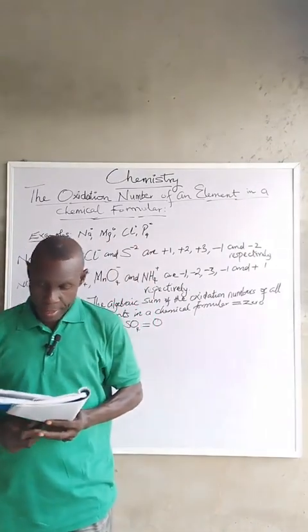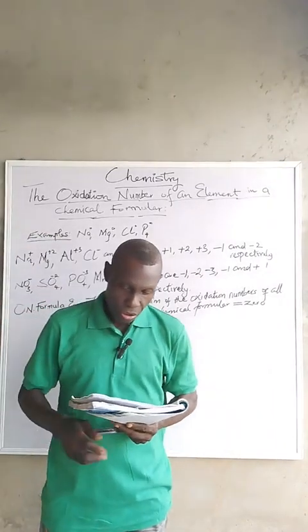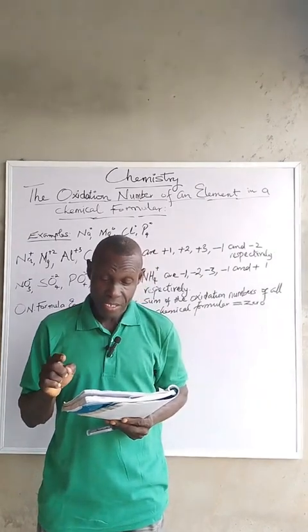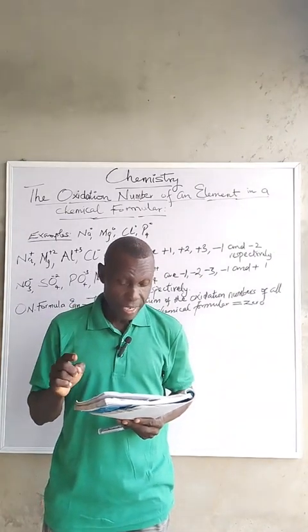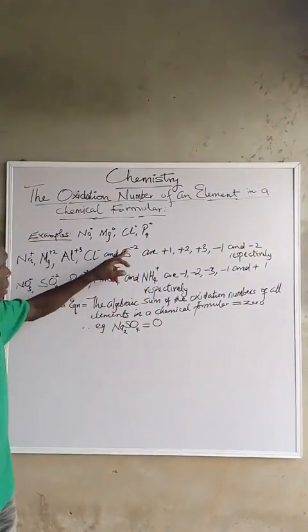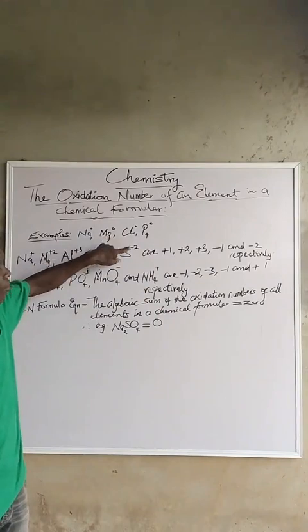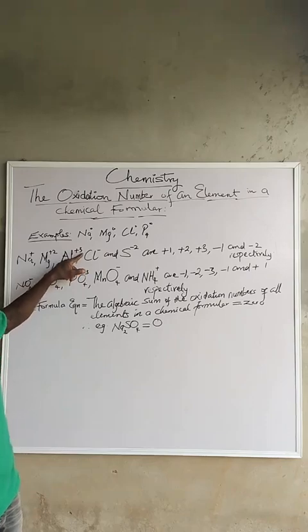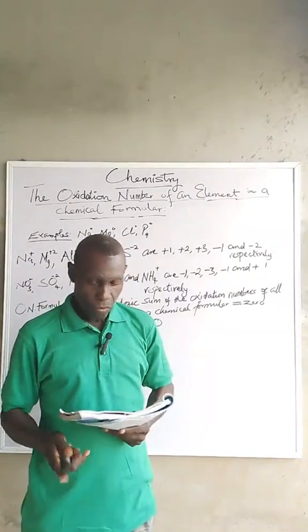All right, let's continue. Note that the negative or the positive sign for the oxidation number always comes before the number. Look at it here. The minus, which is the sign, comes before the 2, or the plus comes before the 3. That's what we're talking about. All right.